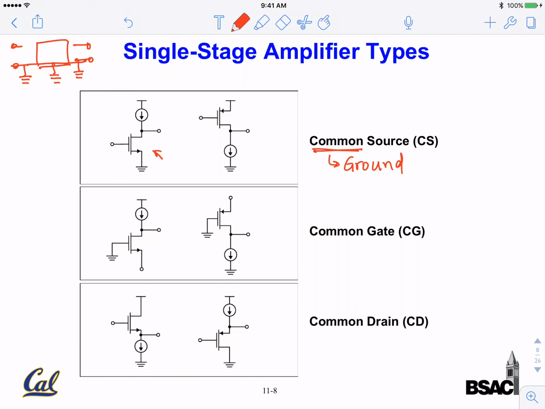You ground the source. You can ground the gate. That's called a common gate amplifier. Or you can ground the drain. That's called a common drain amplifier. One of them, we have already looked at extensively. That is the common source amplifier. So we have looked at many examples previously already.